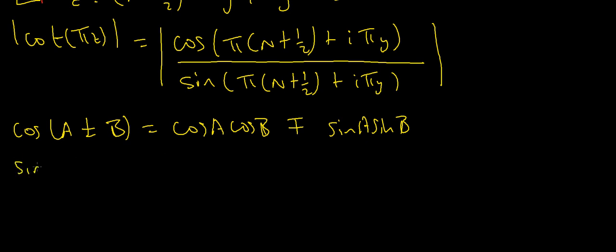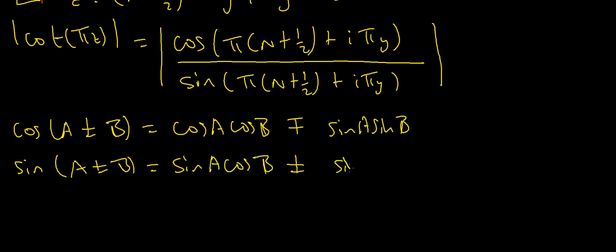And the analogous trig identity for sine, I can't remember what the name is, maybe addition rule or something like that. Sine of a plus or minus b is sine a cosine b plus or minus sine b cosine a. And I'm going to use both of these trig identities and apply them to the expression above.